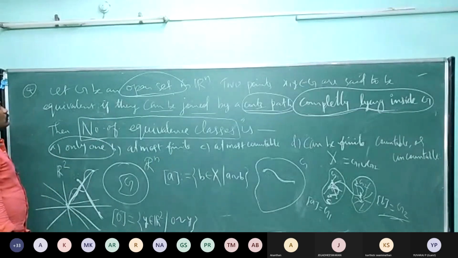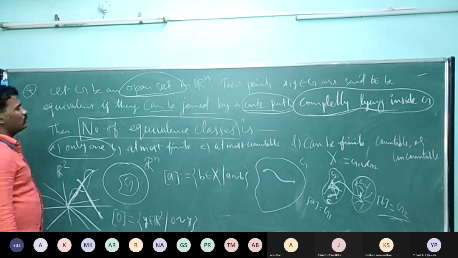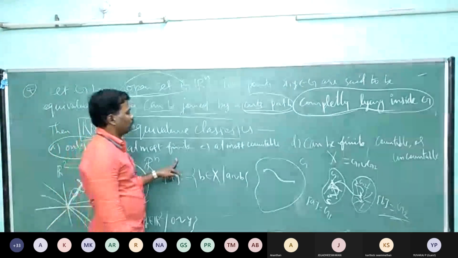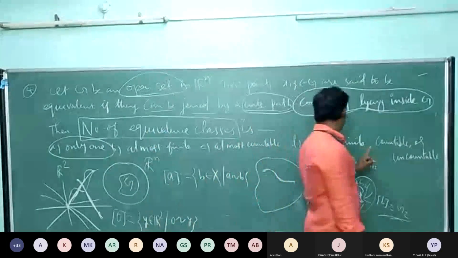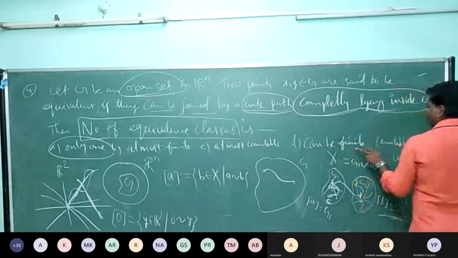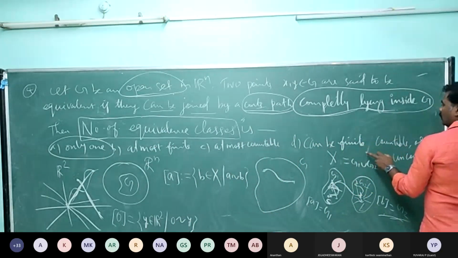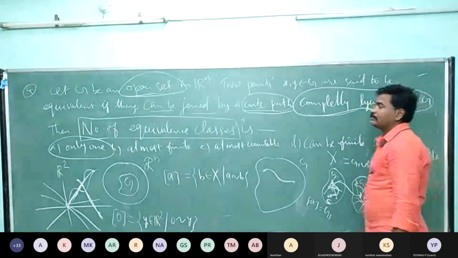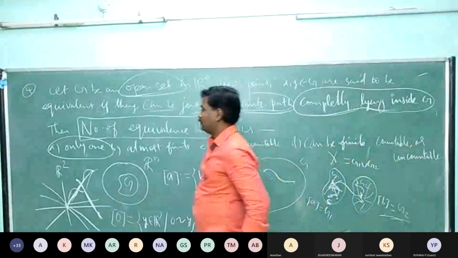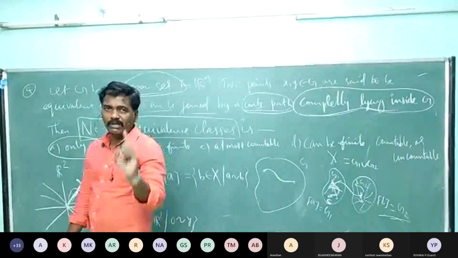If this is a part B question, the answer is only one. So what about at most finite, at most countable: can it be finite, countable, or uncountable? Which is the best one? The number of classes is only one class.